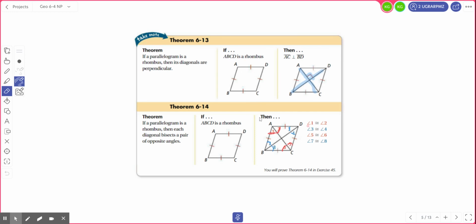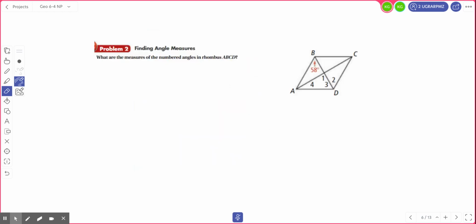Of course, in a parallelogram, the opposite angles are always congruent. So these are congruent and these are congruent. Okay, so we got perpendicular diagonals and diagonals that bisect the angles of the shape.